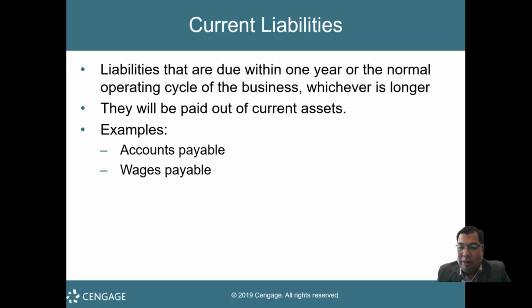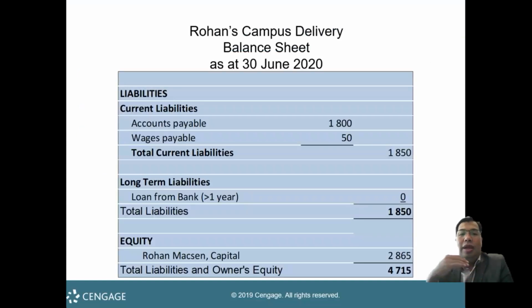The same goes for wages payable, your employees' salaries and wages. You're not going to pay them next year. You're going to pay within a few days, maybe in 5 days or 1 week. You're not going to delay the payment until after 1 year. So it's going to fall under current liability.